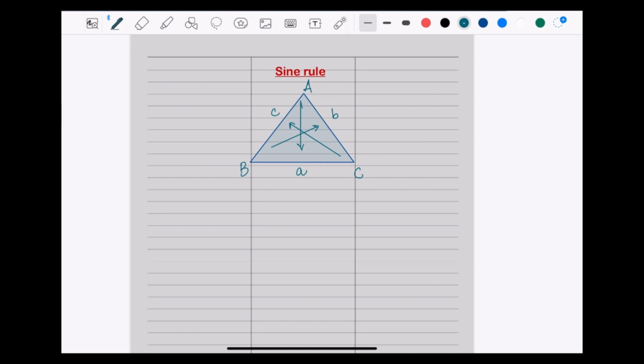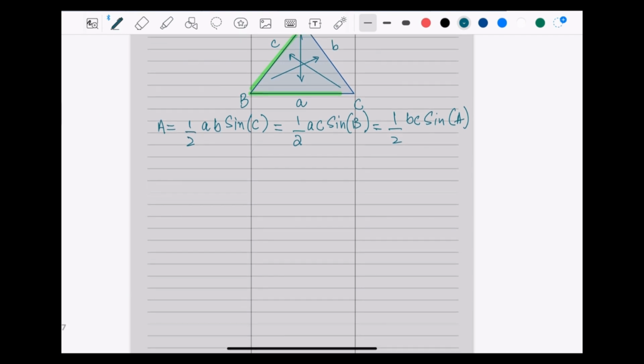We already have established that the area can be written as 1 over 2 times the product of a and b sine of angle C. It is the same as 1 over 2 times a and c, if I'm taking these two sides, the angle that is in the middle is sine of angle B. It is the same as 1 over 2 bc sine of angle A. So let's take any of these two and try to compare.